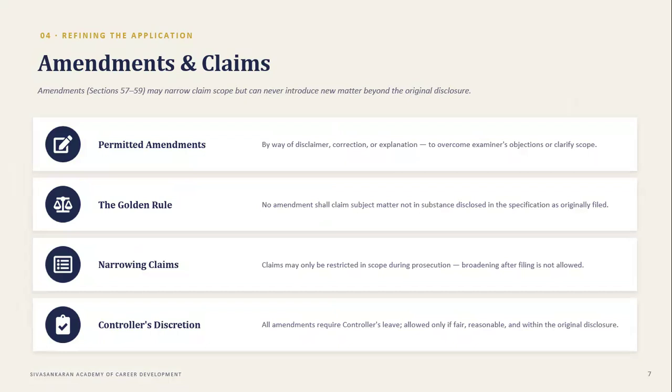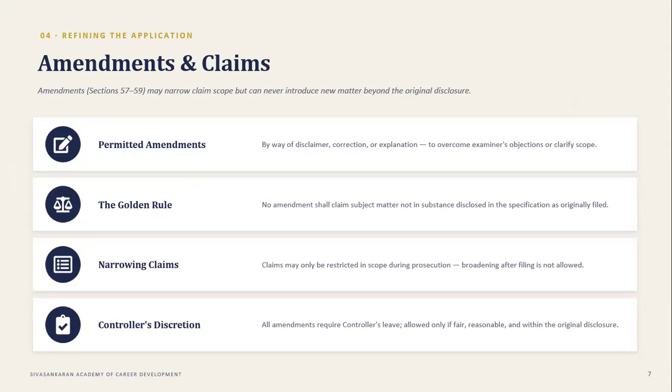Let us now discuss the amendments and claims. Amendments can play an important role in overcoming objections during prosecution. As highlighted in the presentation, amendments under sections 57 to 59 may narrow the claim scope, but they cannot introduce new matter beyond the original disclosure. Permitted amendments may be made by way of disclaimer, correction, or explanation, particularly when they are required to overcome objections or clarify the scope of protection.